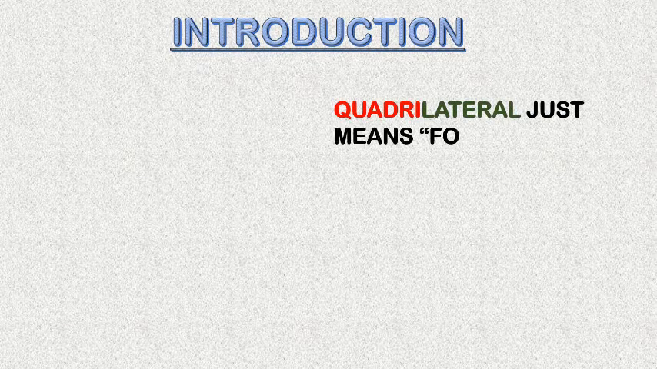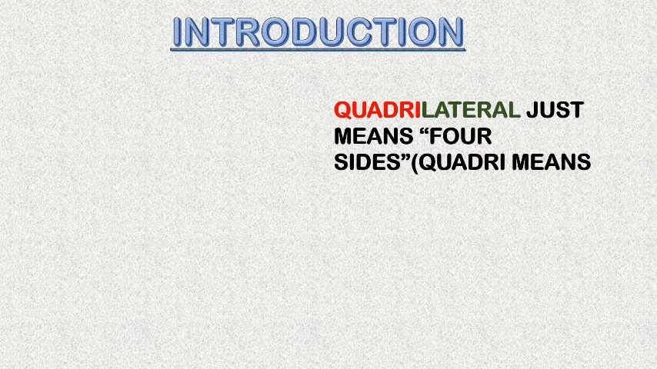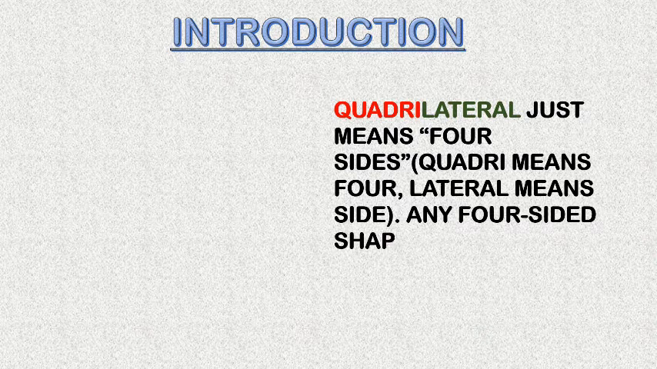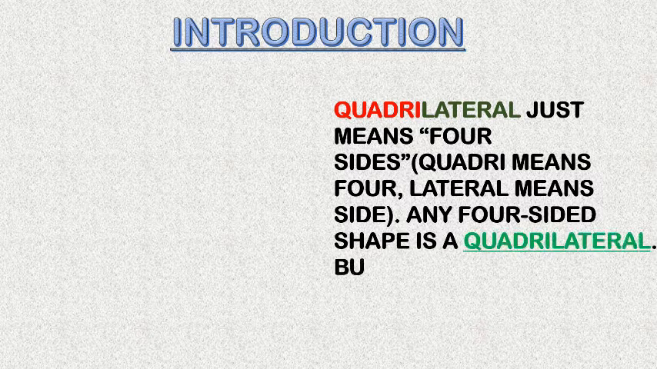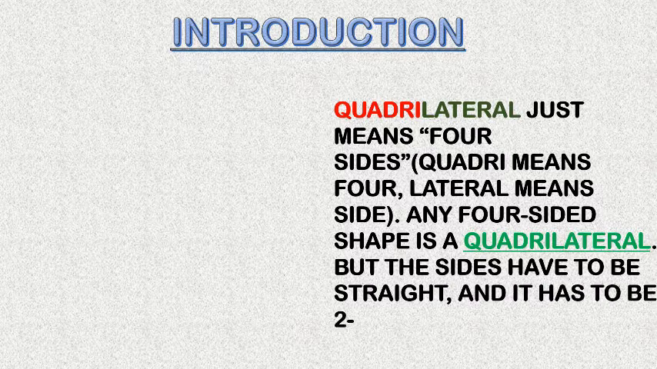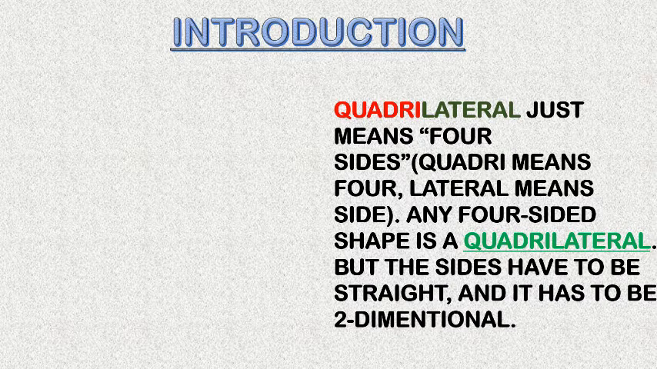Quadrilateral just means four sides. Quadri means four, lateral means side. Any four-sided shape is a quadrilateral, but the sides have to be straight and it has to be two-dimensional. Means any figure which is made up of four sides is called a quadrilateral. Quadrilateral is basically a combination of two words, quadri which means four and lateral which means side.